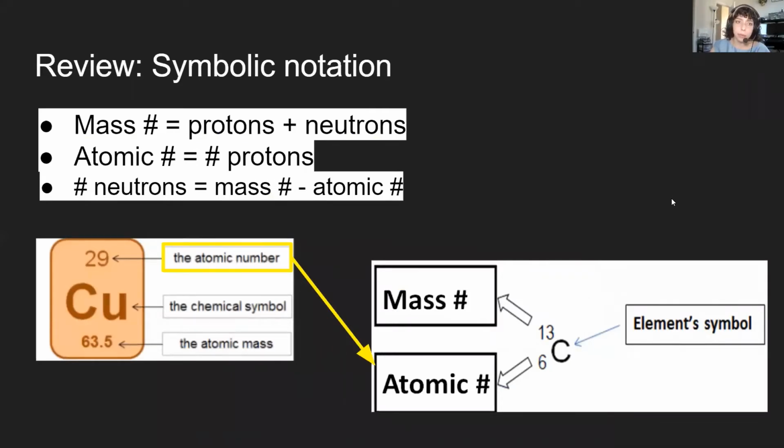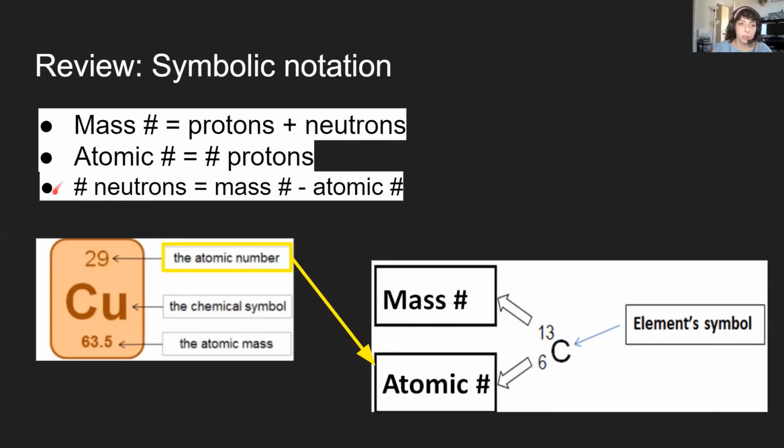You've seen this slide before. This bottom right is symbolic notation. Symbolic notation has the element symbol along with the atomic number and the mass number. Now these are really important vocabulary words to know. Mass number is protons plus neutrons. Atomic number is just the number of protons. It also determines the identity of the element.